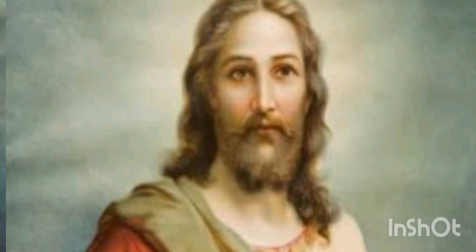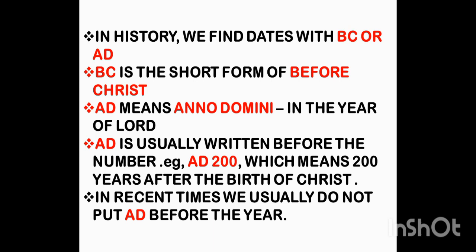Years are generally assigned relative to the birth of Jesus Christ. In history, we find dates with BC or AD, isn't it? BC is a short form of Before Christ, and AD means Anno Domini, that means in the year of the Lord. That means after the birth of Jesus Christ.